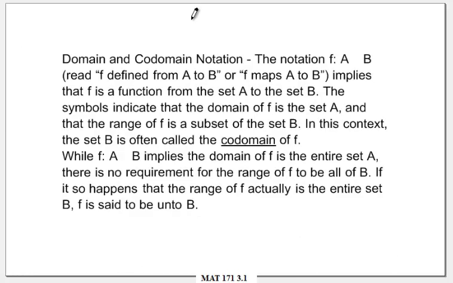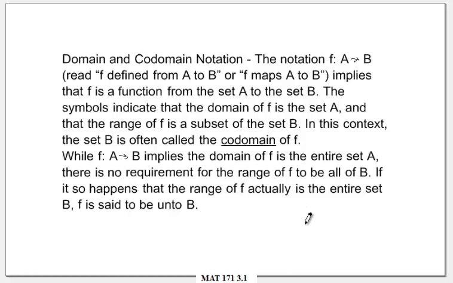Domain and codomain notation. The notation f from A to B, read f defined from A to B (that should be an arrow there), or f maps A to B, implies that f is a function from the set A to the set B. The symbols indicate the domain of f is the set A, and that the range of f is a subset of the set B. In this context, the set B is often called the codomain of f.